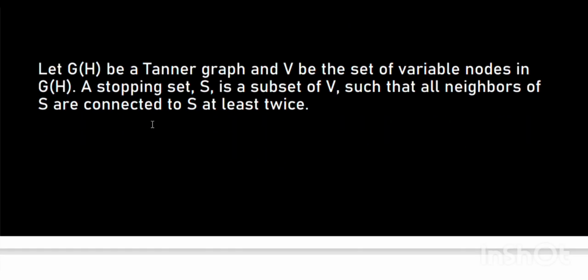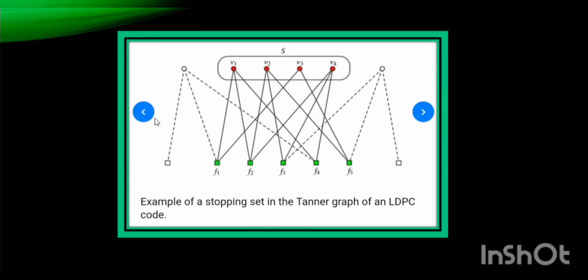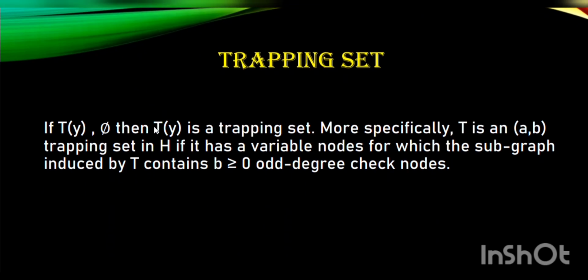For example, in this shape, the set of V1, V2, V3, and V4 is a stopping set because all neighbors of S are connected to S at least twice. Trapping sets, much like stopping sets, are also a collection of variable nodes and check nodes which impede the error-correcting ability of an LDPC code.